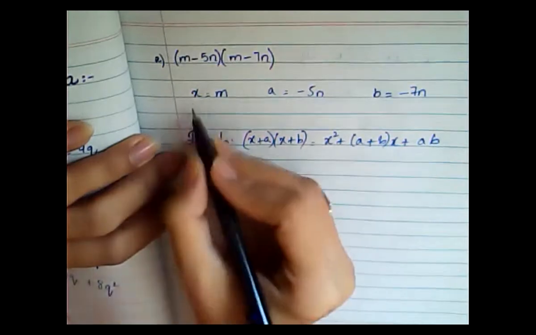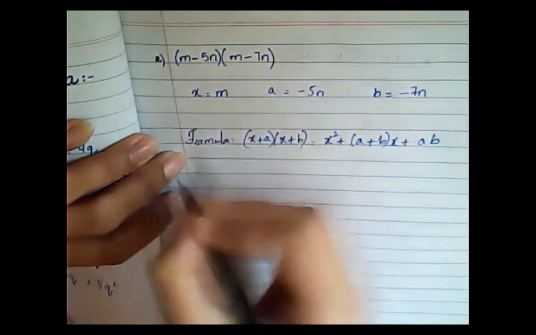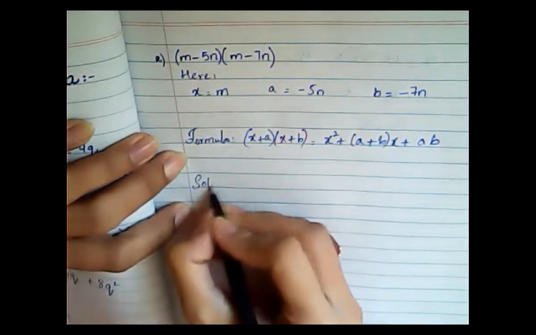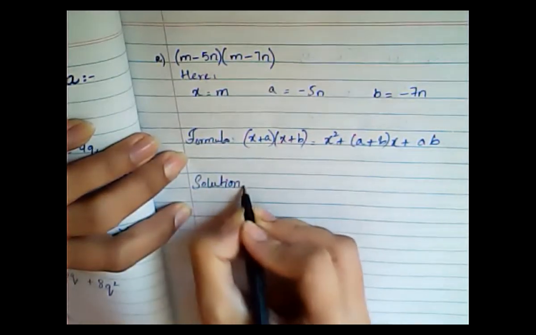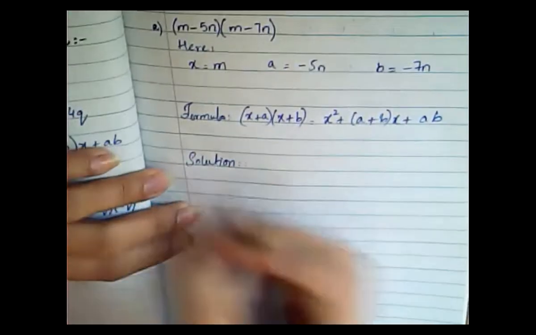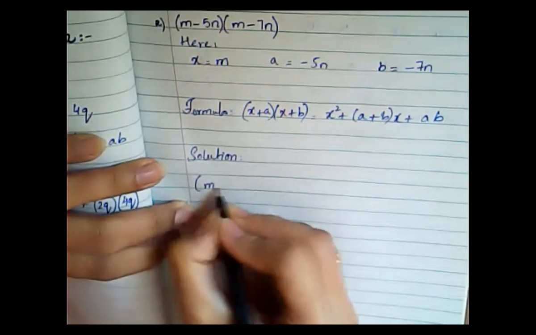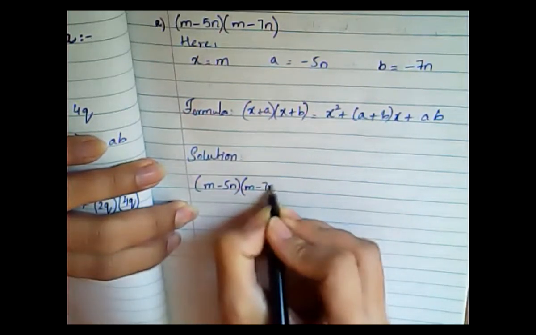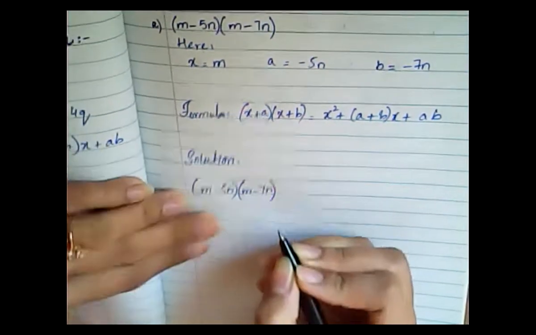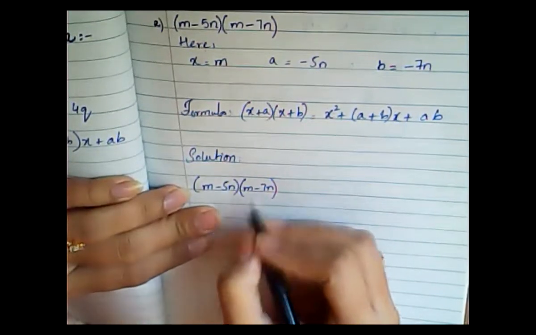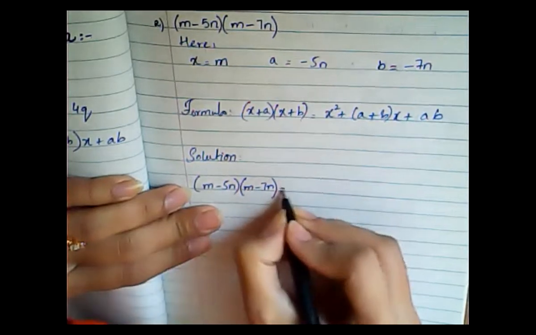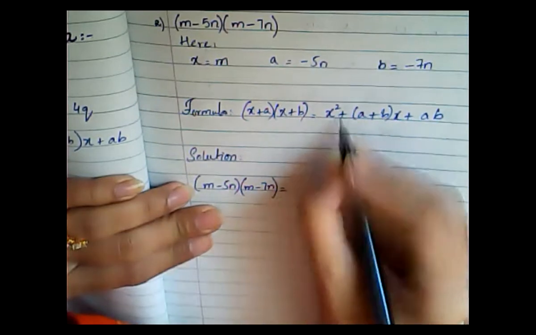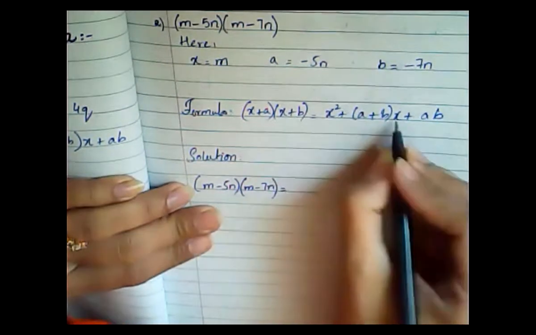Now students, first step is here. Second is formula. And third step is solution. We have to start the solution. Now in the solution, first copy down the question left hand side, that is m plus 5n, m minus 7n. What we have done, can you see the question properly? We have copied the question. Now in the formula, just put the value of x, a, and b.